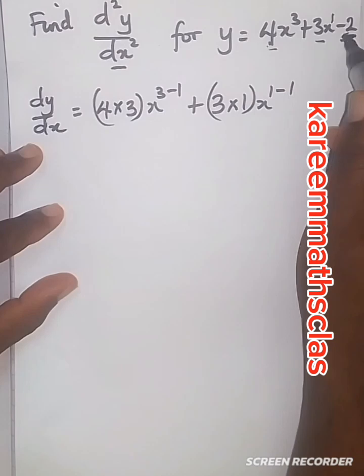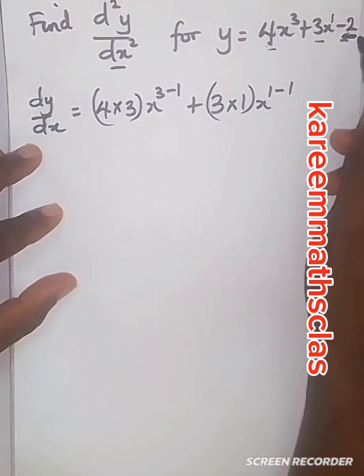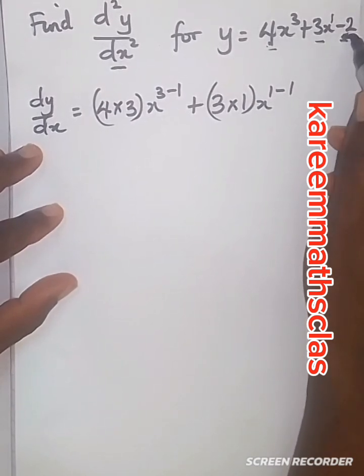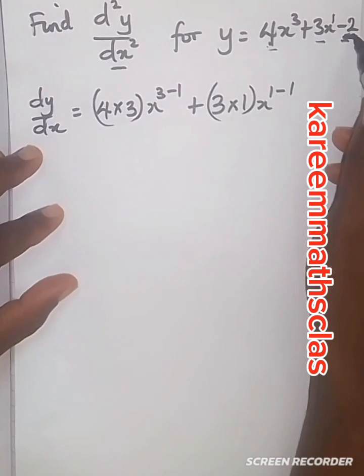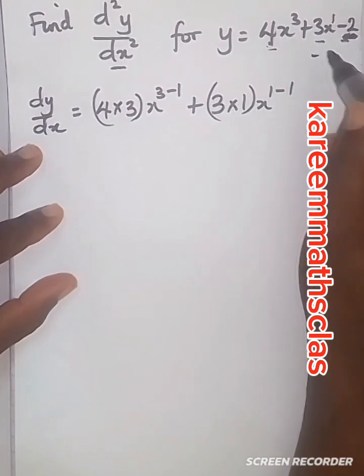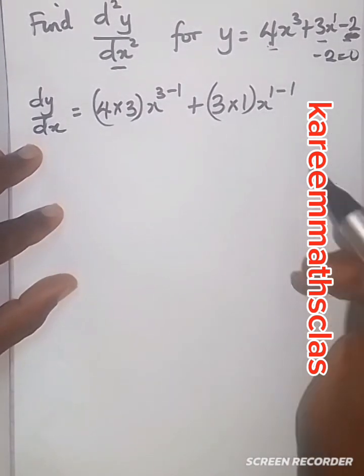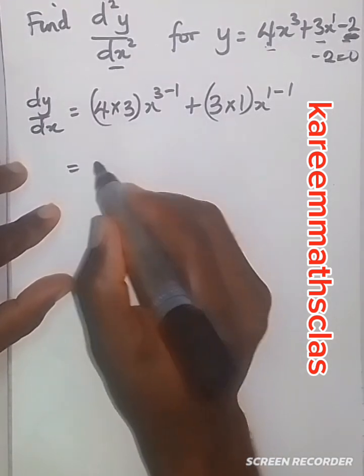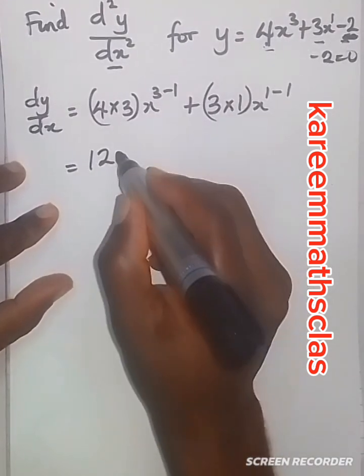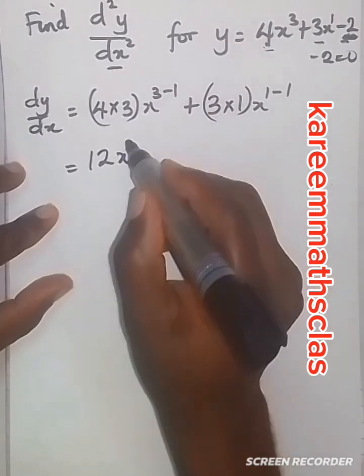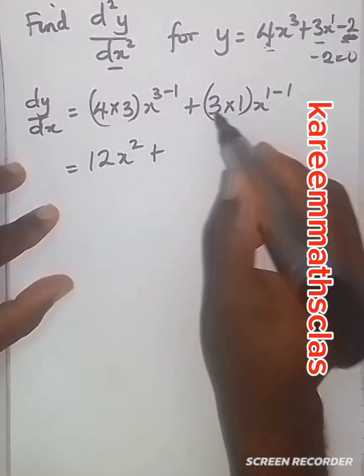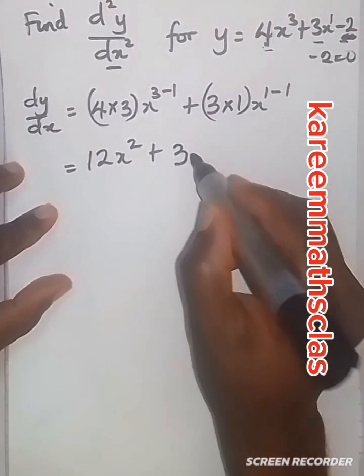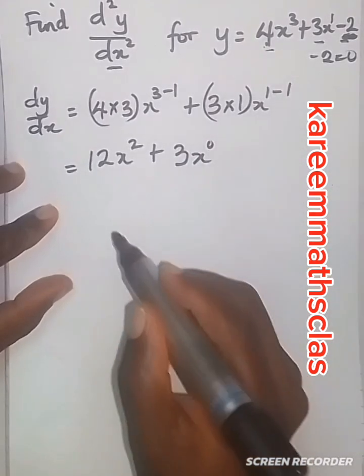I told you minus 2 is a constant. When we have a constant number, we make it 0. So minus 2 is equal to 0, and 0 means nothing. Now we solve this. 4 times 3 will give you 12. So you have x raised to power 3 minus 1, which will give you 2. Plus 3 times 1 will give you 3. You have x raised to power 1 minus 1, which will give you 0.